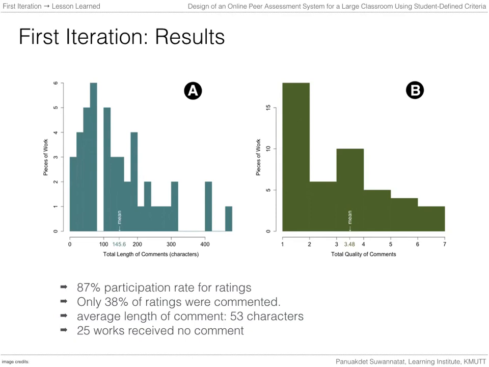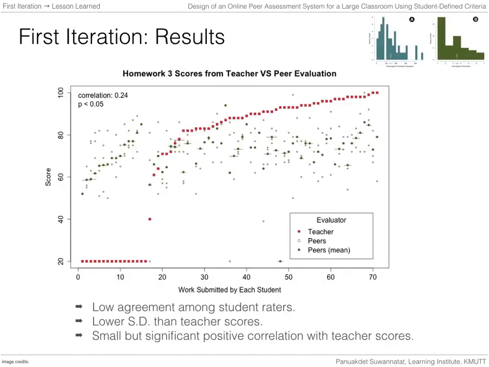We have to address this fairness issue. When we look at the scores, on the x-axis are the 74 students, and the green dots are the scores that they get from their friends. The red dots are the scores that they get from the teacher. We find a small but significant correlation between the scores from the students and the scores from the teacher. However, the scores from the teacher have a higher standard deviation than the scores from the students.